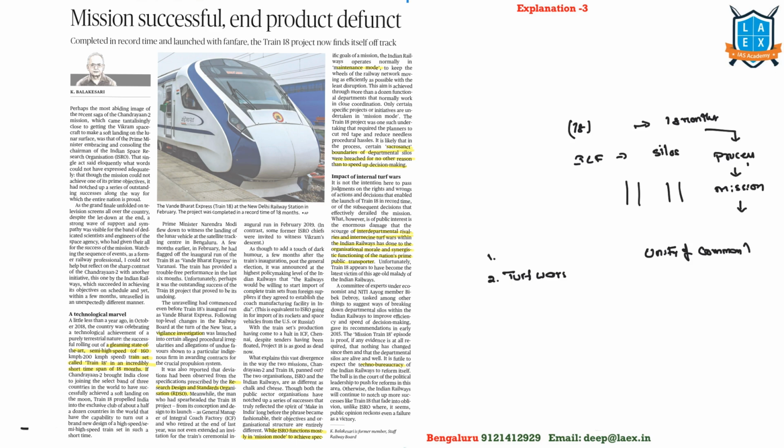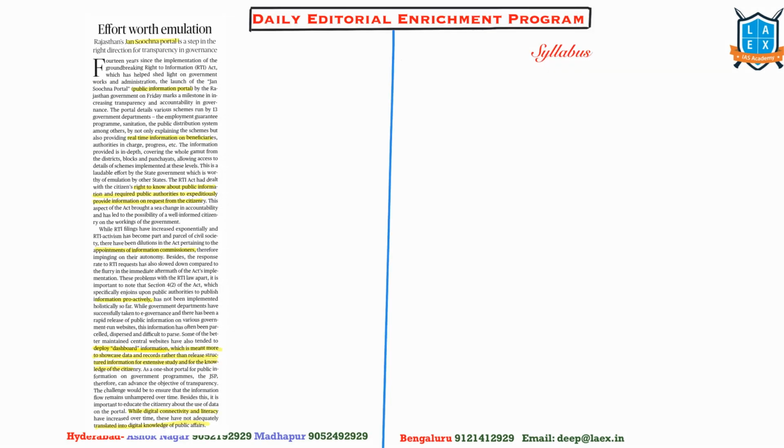Turf war means, okay, this authority belongs to me, this area belongs to me. That is how the officers behave. So because of this, a successful project has come to a halt in India, and India is again depending upon the foreign companies to import their particular trains.